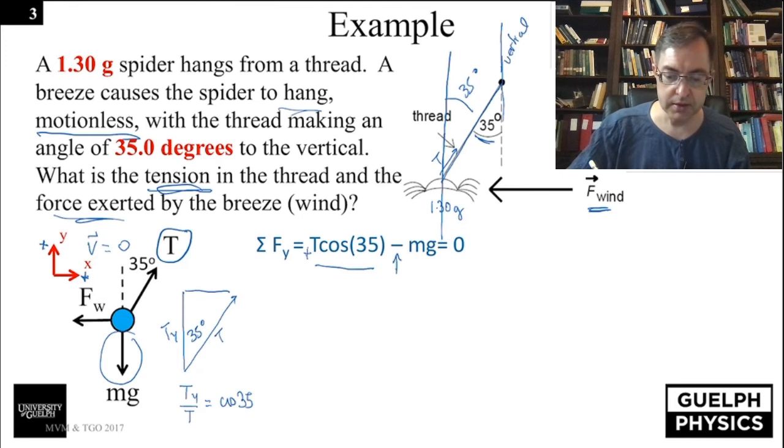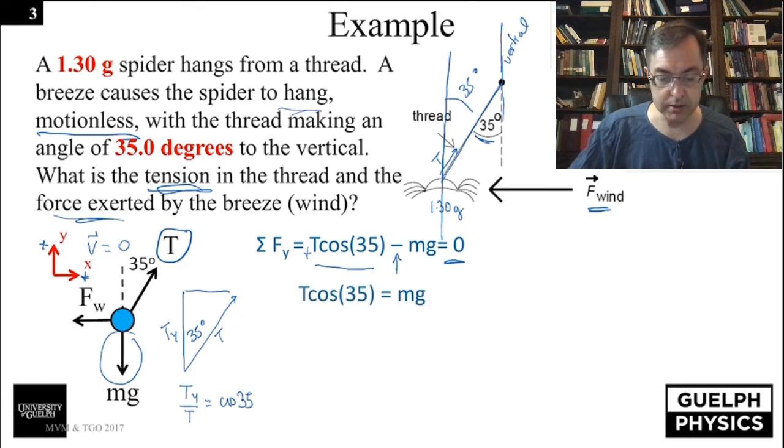And again, this is a situation where there's no acceleration and in fact no motion at all, so the sum of the forces along y is 0. Then I can isolate now and solve for T. T cos 35 degrees is equal to mg.